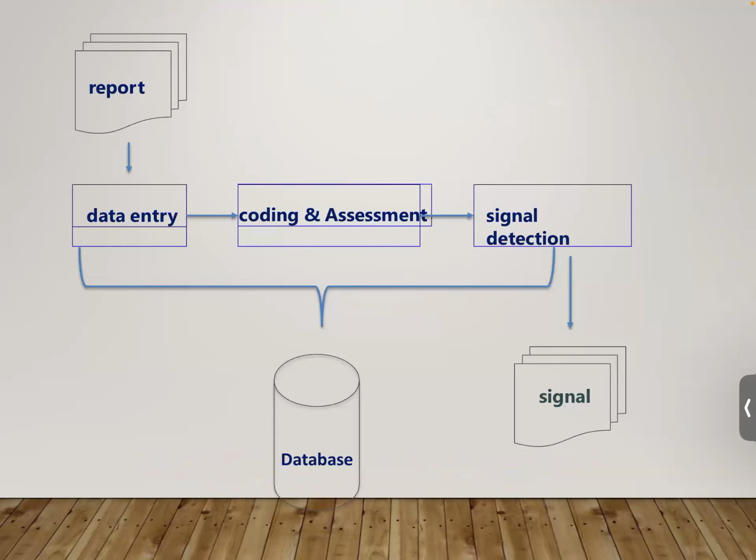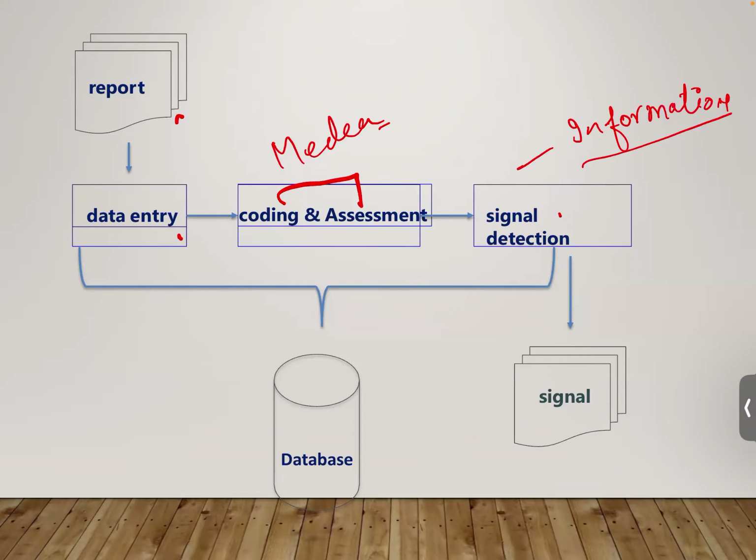So this is how the events flow. The report comes in, then you do the data entry, coding and assessment as per the MedDRA dictionary. Then signal detection. A signal is nothing but new information. Say a signal came in that people experiencing hypertension should not take the drug. That means this is a new signal.